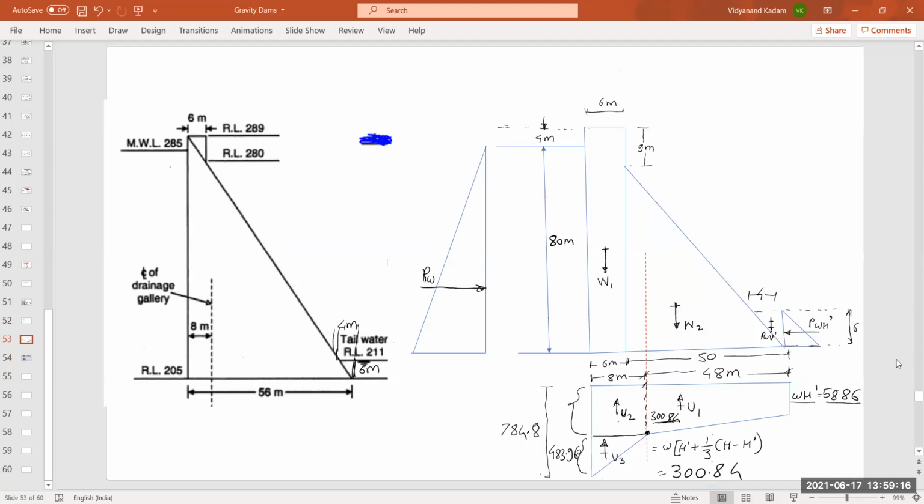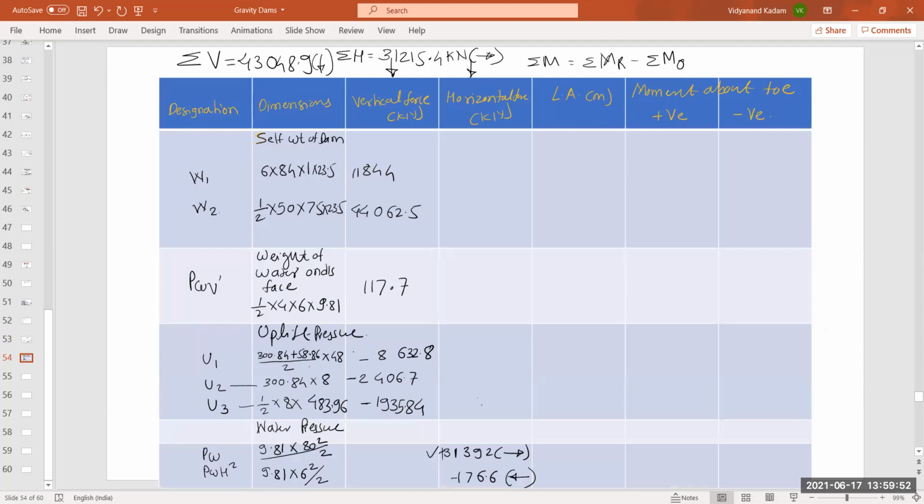See this figure and tell me what is the distance of W1 from toe of the dam. Okay, this is W1 and this is the toe of the dam. So what is this distance? This is 50 plus half of width of rectangle. Hence it is 53. Okay, so write in this column, for W1 it is 53.